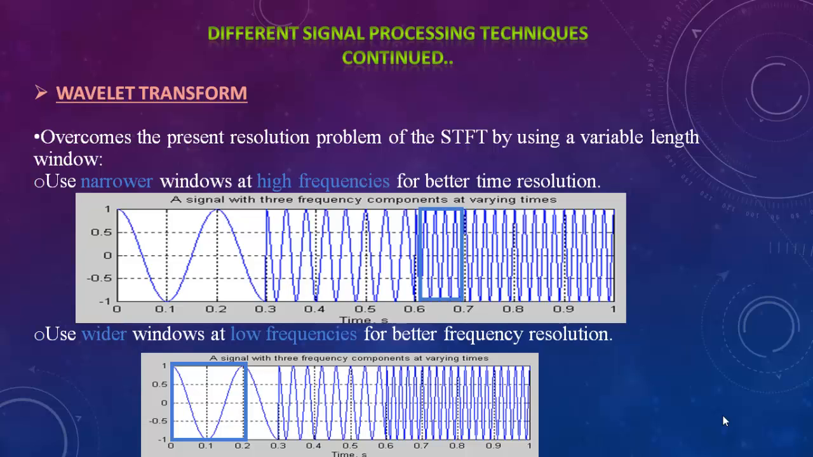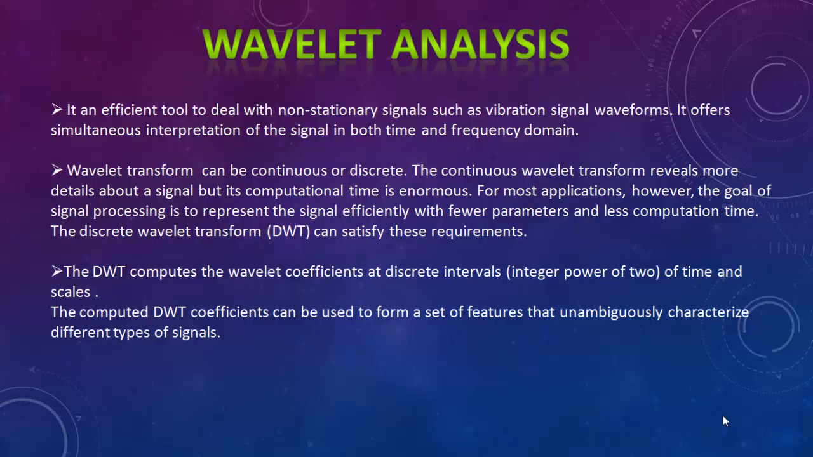So the major difference between wavelet transform and STFT is that in wavelet transform we can use a variable length window. So we will be using a narrower window at high frequency for better time resolution, and we will use wide windows at low frequency for better frequency resolution. So wavelet transform is actually an effective tool to deal with non-stationary signals such as vibration signal waveforms. It offers simultaneous interpretation of signals in both time and frequency domain.